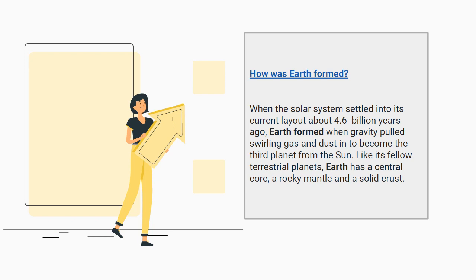So, how was the Earth formed? Approximately 4.6 billion years ago, the solar system was a cloud of dust and gas known as the solar nebula. Gravity collapsed the material in on itself as it began to spin, forming the sun in the center of the nebula. And also, the Earth has a central core, rocky mantle, and a solid crust.